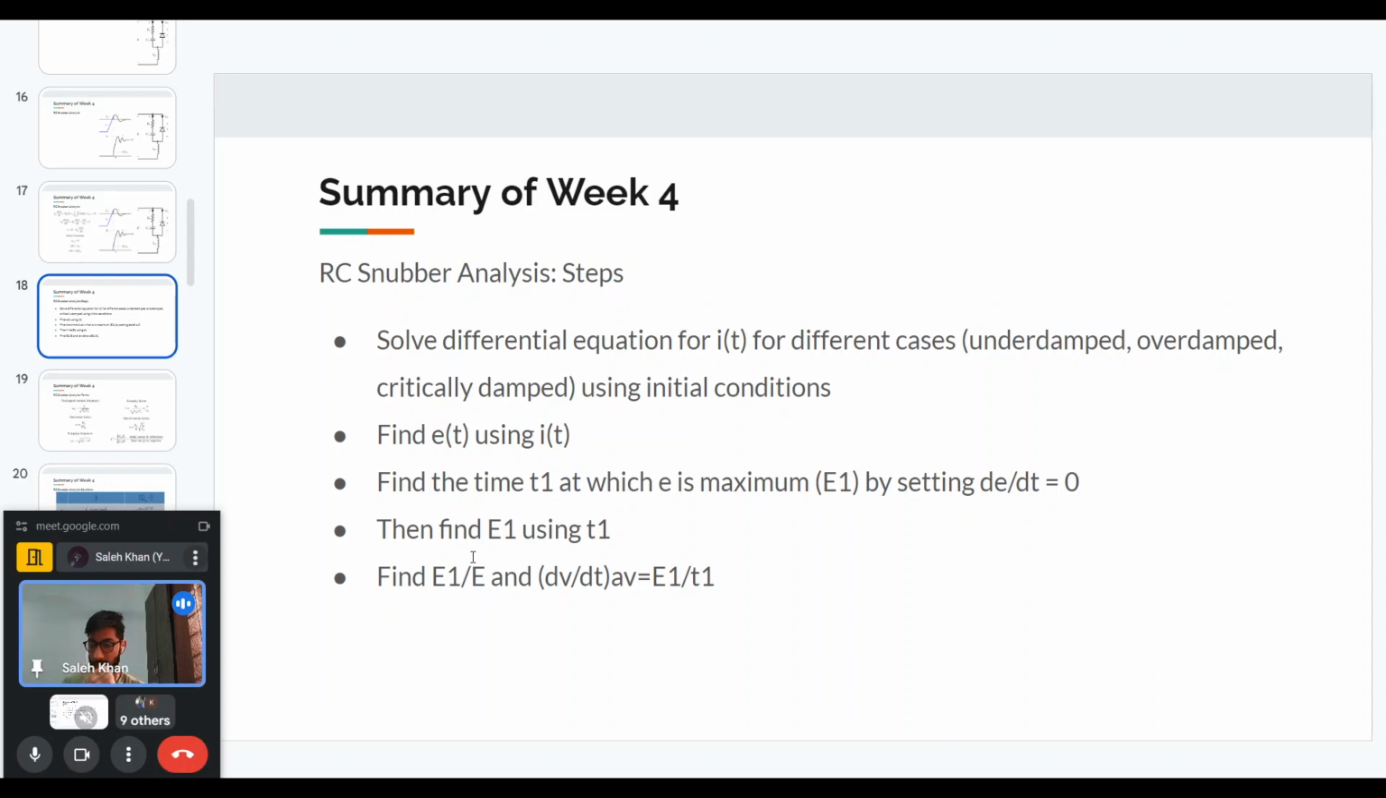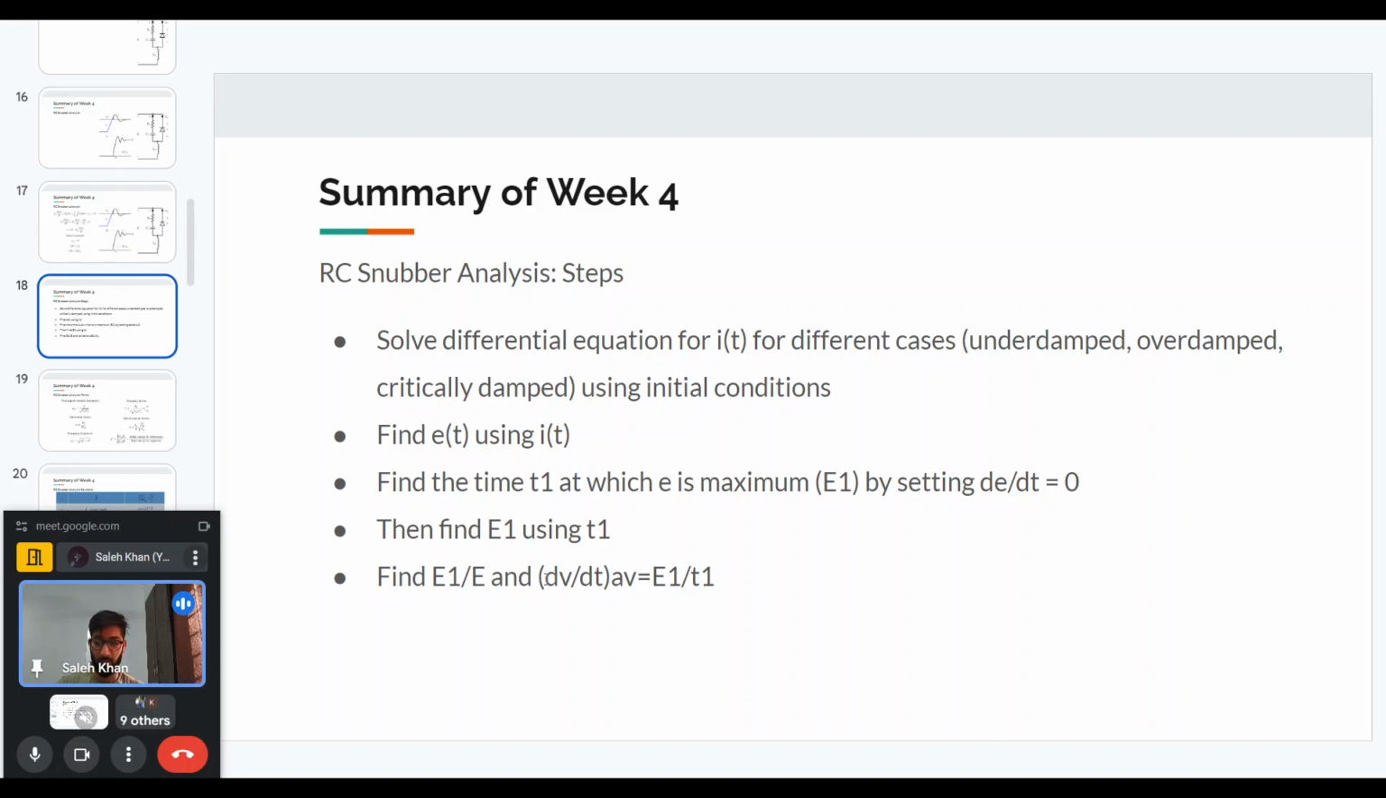And then finally, we want to find E1 by E, which is the normalized value of the voltage spike. If we have the voltage blocking E, we want to find E1 by E. That means how much the spike is higher than the actual blocking voltage. For example, if the blocking voltage is 100 volts and the spike is 150 volts, then E1 by E will be 1.5. So 1.5 times the blocking voltage is our peak spike.